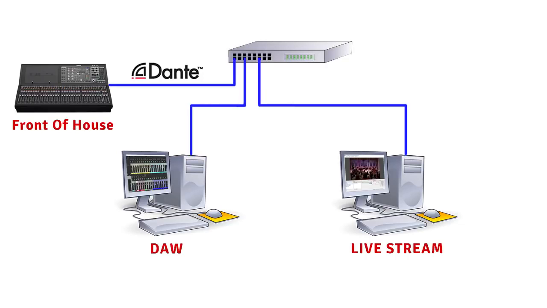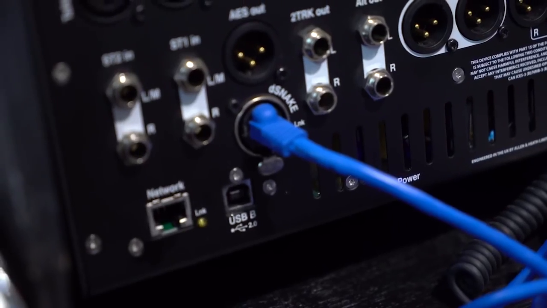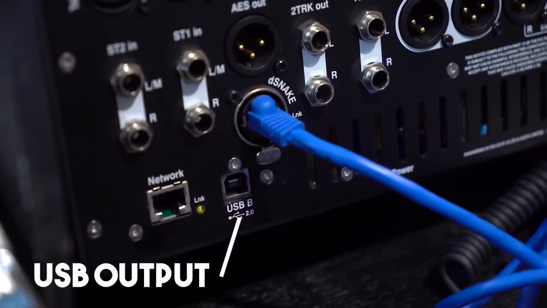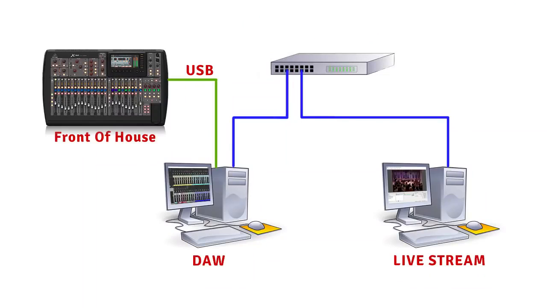Dante is one really common way to do this, but some audio mixers like the X32 and the Q series of Allen and Heath mixers, like this Q16, have a USB output that you can connect directly to a computer just using a USB cable and bring all your channels in as individual tracks that way.